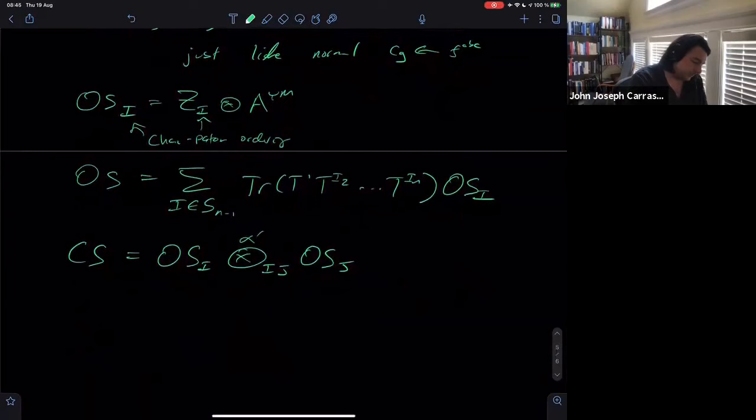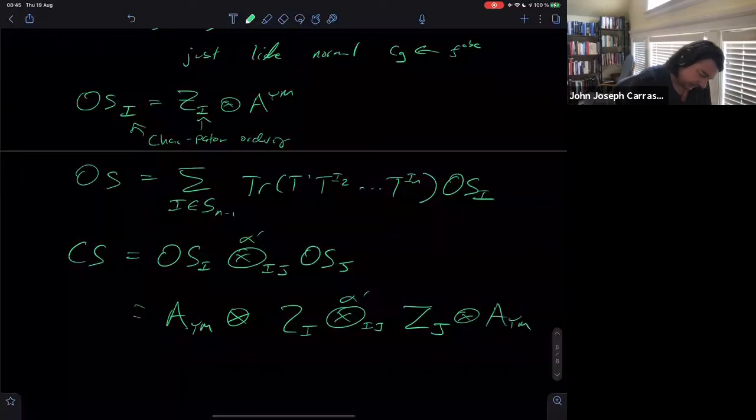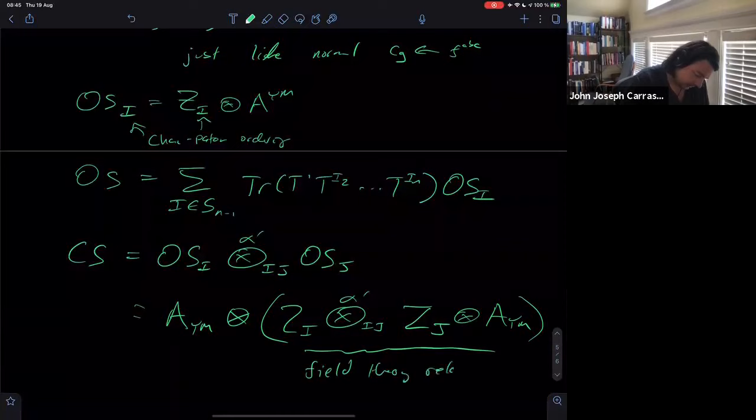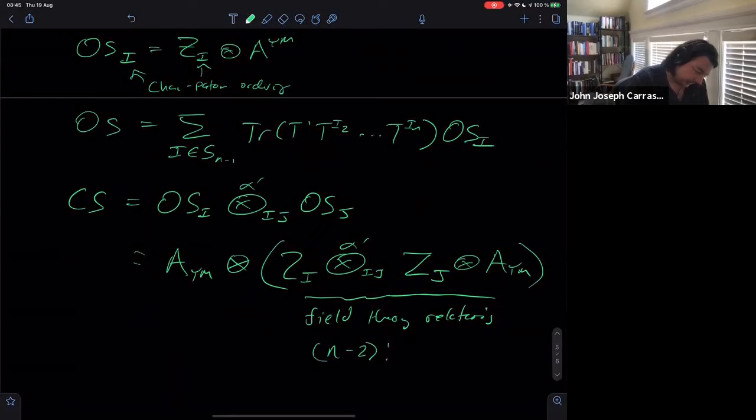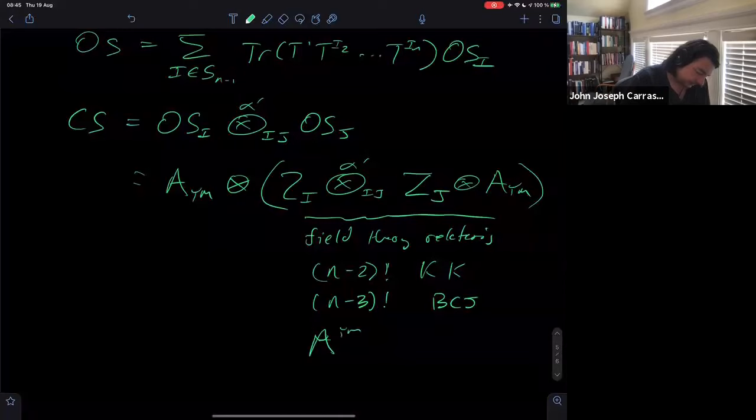Right, but if we just plug in, we see that this is just going to be a Yang-Mills field theory KLT with Z_I, string theory KLT IJ, with C_J, field theory KLT with Yang-Mills. All right, but the point is, this guy obeys field theory relations. Right, this obeys the (n-2)-factorial Kleiss-Kuijf relations, and the (n-3)-factorial basis, sometimes called BCJ relations. Right, and so you can interpret this as a higher derivative corrected Yang-Mills. All right, and so we've got now both the open string and the closed string as field theory double copies.